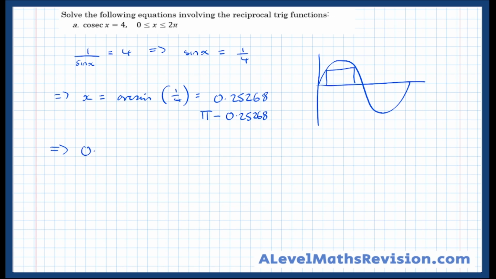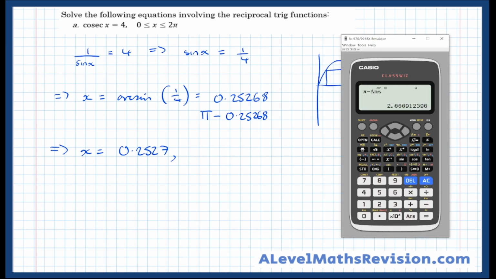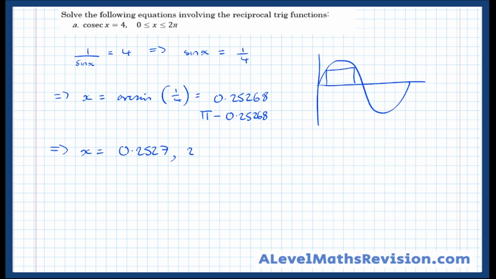So we've got 0.2527. I should really say x equals there. X equals 0.2527, or what we'll work out on the calculator, 2.889 to 4 significant figures. And there we have it. So let's do another example.